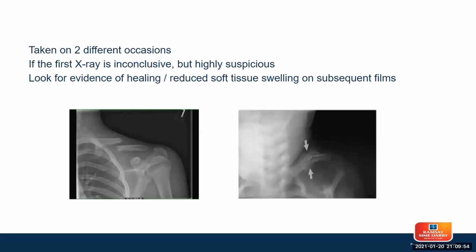Two different occasions. Why? Because sometimes you cannot identify the fracture on the first view. You repeat it about 7 to 10 days later, and you might notice, such as in this case, where there's callus formation over the clavicle. Again, commonly in children, the X-rays are not easy, it's a very subtle fracture. You may not actually see it on the first, but on the second film, you might see some callus, you might see reduction in soft tissue swelling, etc.